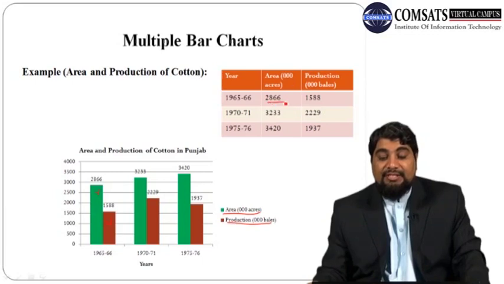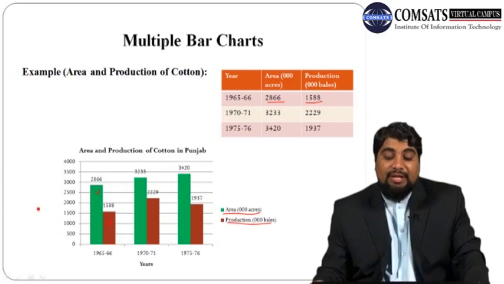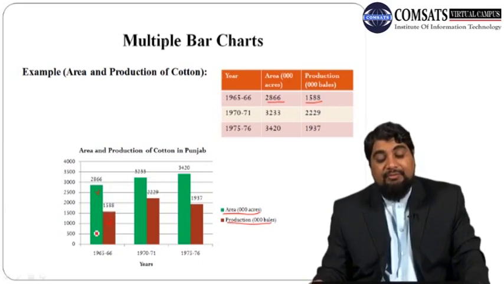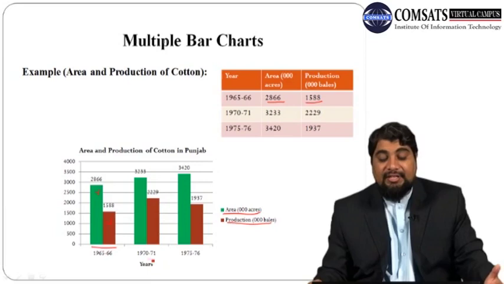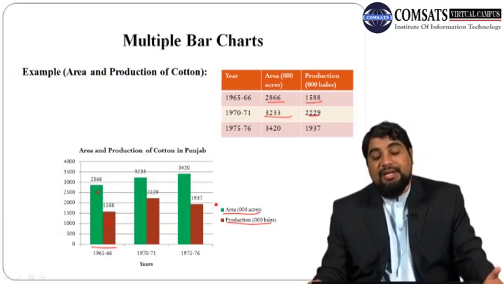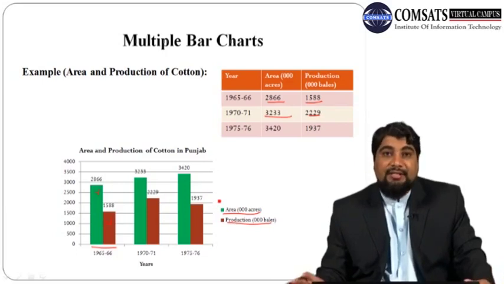So the area is 2866, so the height is equal to 2866, and the production in the same year is 1588. So you can see that we have two bars now for the same year. This is called a multiple bar chart. Similarly, for 1970 to 71 we have two bars with corresponding frequencies, and for 75 to 76 we have the data. So you can construct these graphs by hand as well.